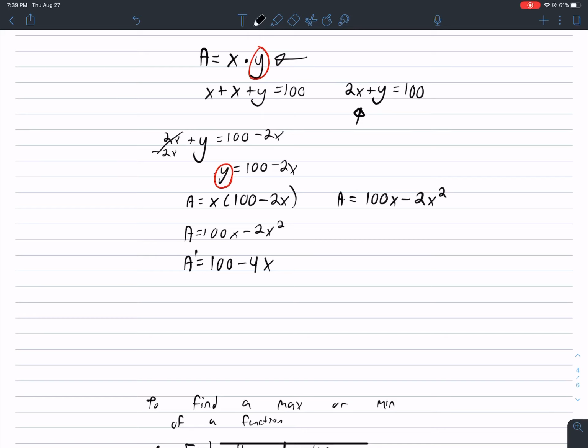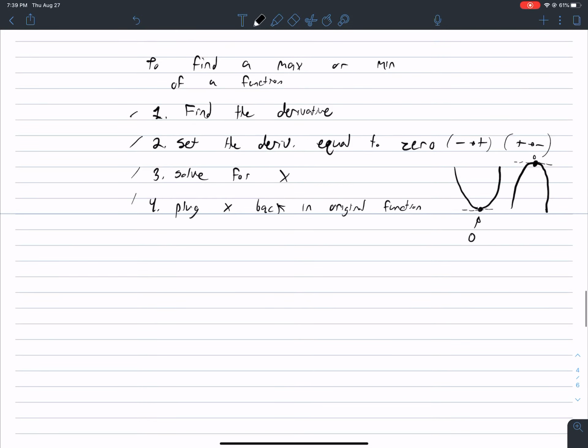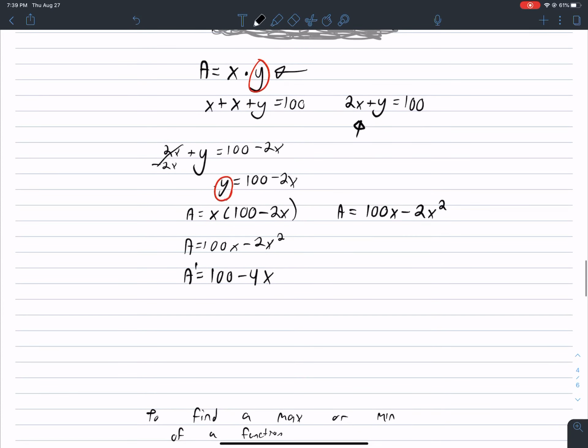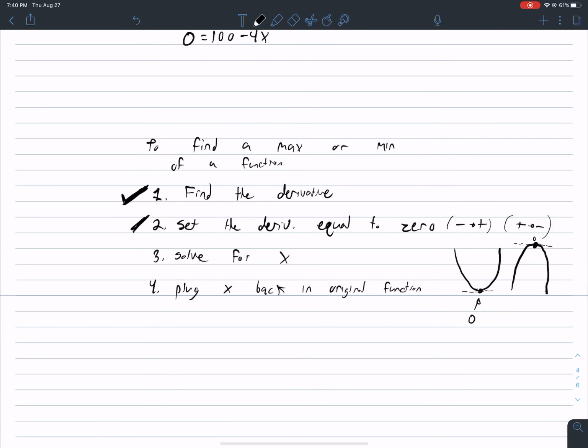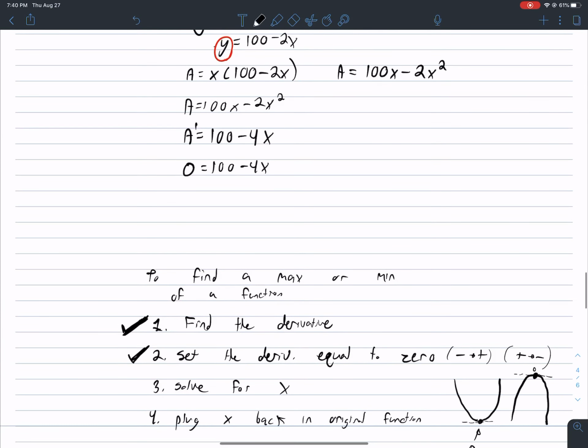Now, we did this first one, so we found the derivative. Next, we're going to set the derivative equal to 0, so 0 equals 100 minus 4x. Next step, solve for x. It's algebra at this point, really. 4x equals 100, so x is equal to 25.